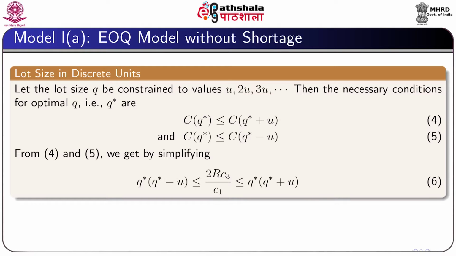Then the necessary conditions for the optimum of Q, that is Q star, are C(Q star) is less than or equal to C(Q star plus U), and C(Q star) is less than or equal to C(Q star minus U). From equations 4 and 5, if we simplify, then we get a relation in the form given in 6. That means we can find the optimal order quantity by satisfying the relation 6.